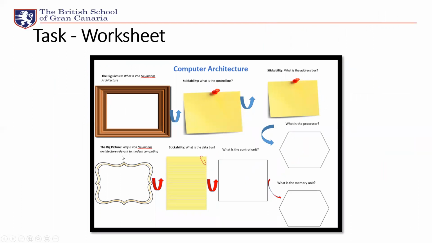Why is von Neumann's architecture relevant to modern computing? Obviously, you can look that up. What is the data bus? What is the control unit? What is the processor? And what is the memory unit? Okay. And once you've done that, hopefully all the ideas in your head will be a bit more solid. Okay. Very best of luck.